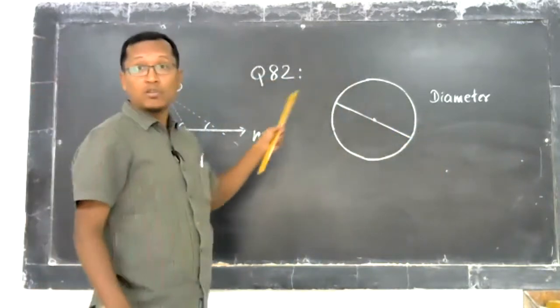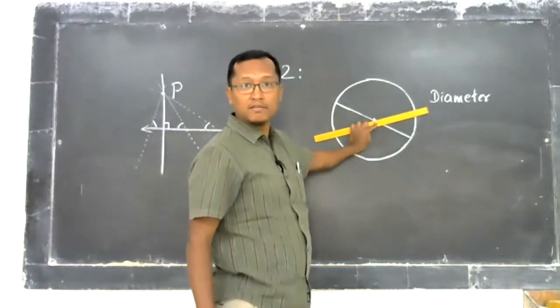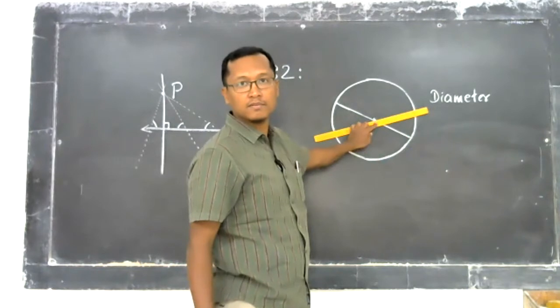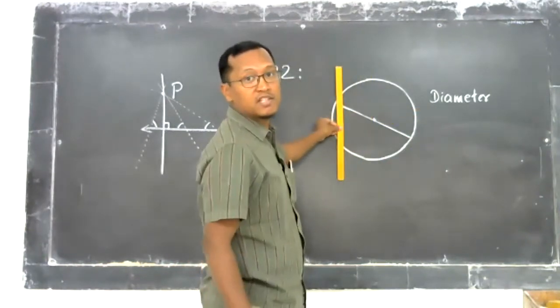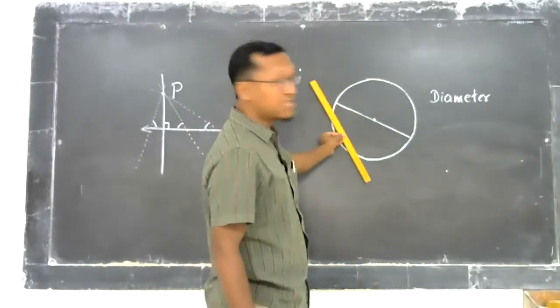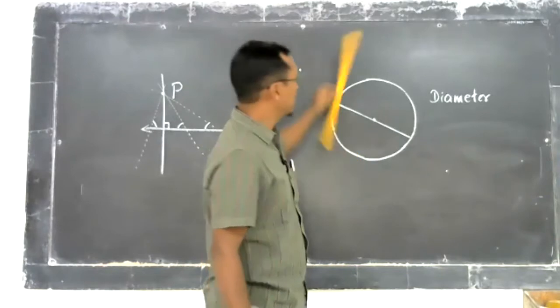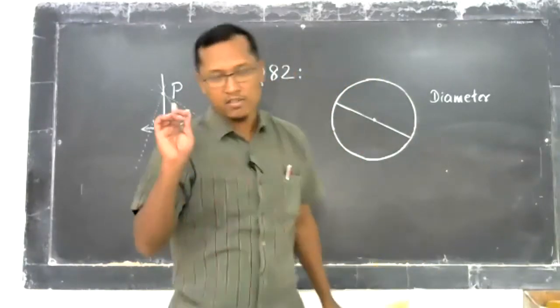Is it necessary to draw it in this manner? Why can't you draw it like this? Is that also a diameter? Yes, sir. Is this a diameter? No, sir. Is this a diameter? No, sir. So you understand what a diameter is now.